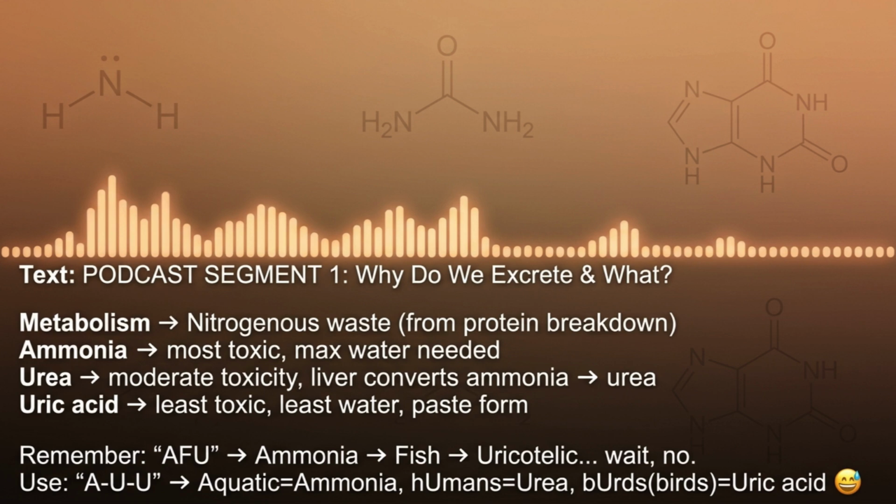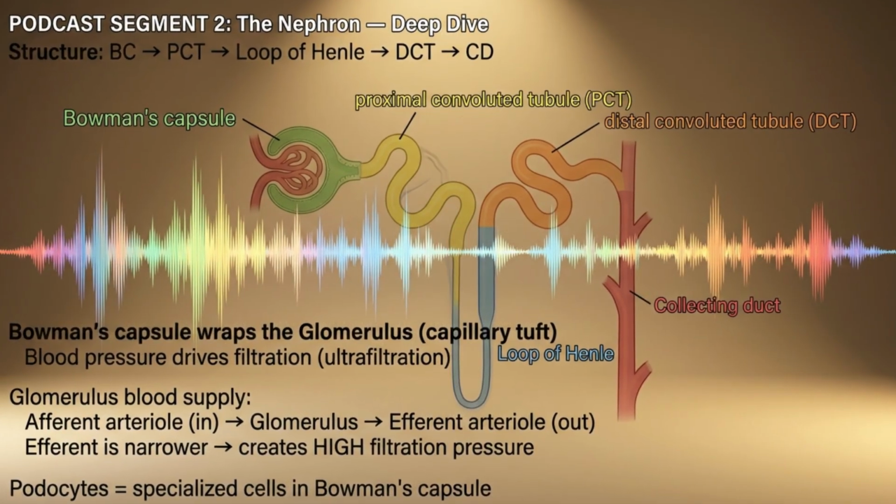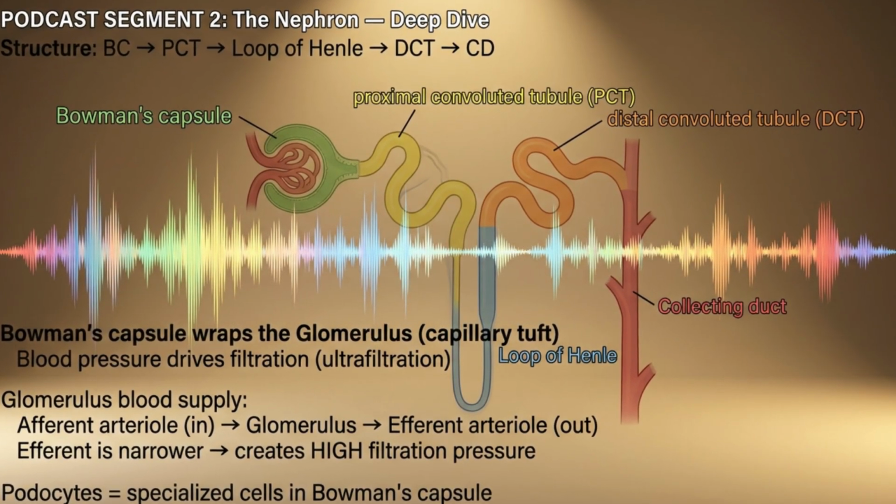We are ureotelic. Then you have birds, reptiles, and land insects. They go even further. They make uric acid, which is practically insoluble, almost non-toxic, and needs almost no water to excrete. That's why bird droppings look like paste. They are uricotelic. NEET will give you an organism and ask which type. Know your groups cold. Now let's get into the nephron, the functional unit of the kidney.